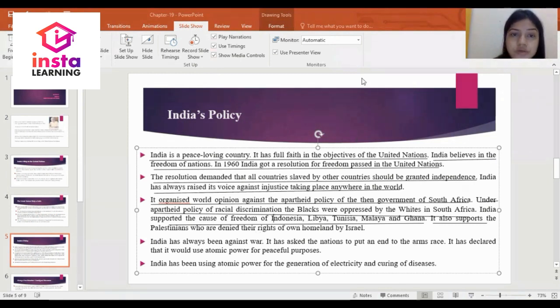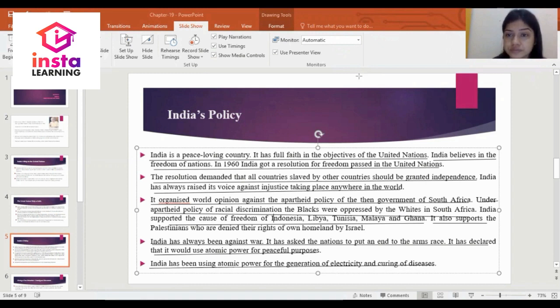Dear student, India has always been against war. It has asked the nations to put an end to the arms race. It has declared that it would use atomic power for peaceful purposes. India has been using atomic power for the generation of electricity and curing of disease.